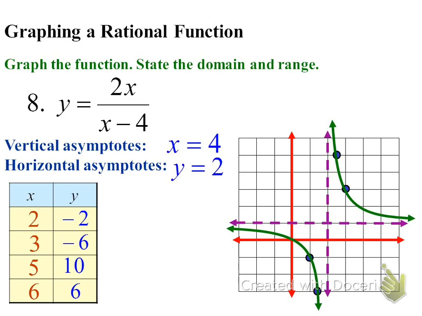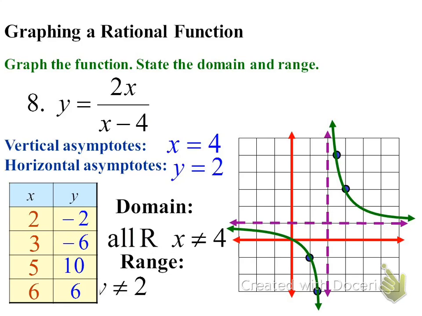Questions? All right, we've got 2 more to look at. Oh, I always forget the domain and range. What can the domain not be? 4. What can the range not be? 2. So it's all real numbers besides x equals 4, all real numbers besides y equals 2.